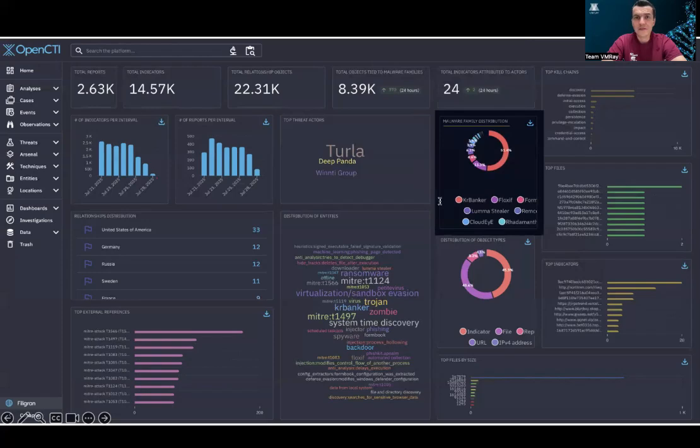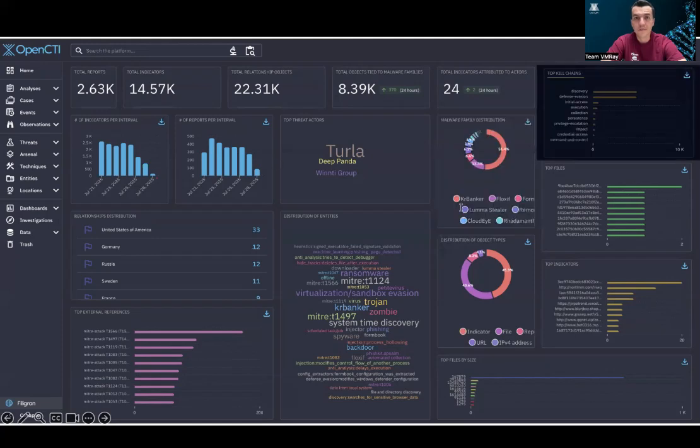And another section which would be really helpful for CTI analysts, the malware family distribution. With this chart, CTI teams get visibility into what malware families are active in the wild with a breakdown of how many indicators each one contributes. So this helps prioritization and understanding malware trends.